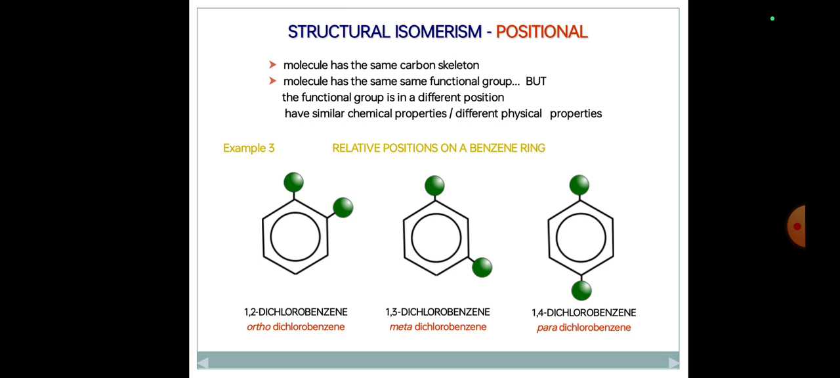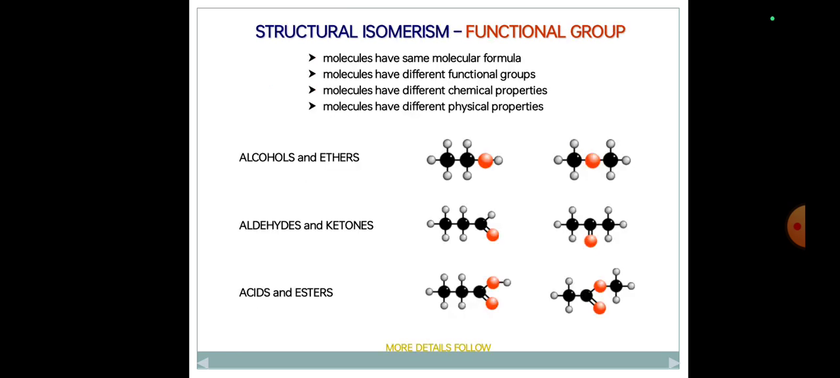Another example is 1,2-dichlorobenzene, 1,3-dichlorobenzene and 1,4-dichlorobenzene. Here we can clearly see that the difference is only in the position of chlorine on the benzene ring.